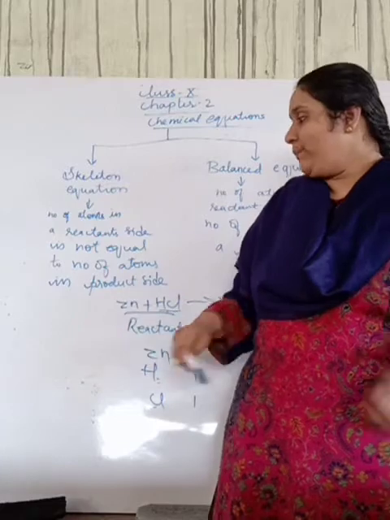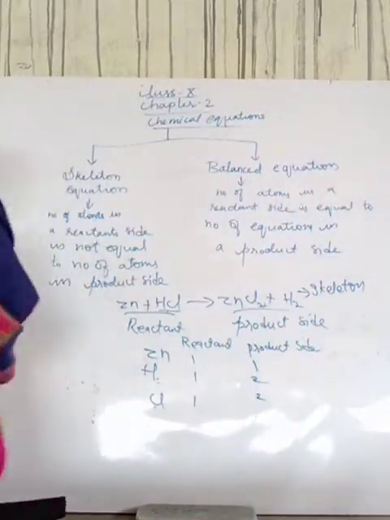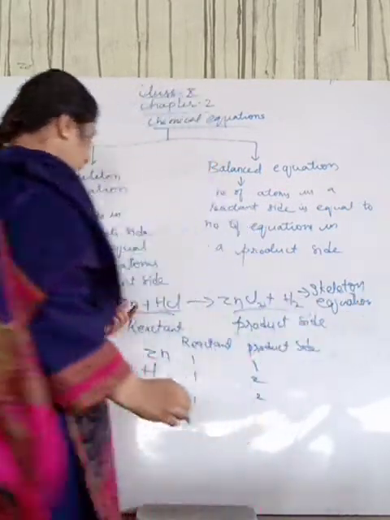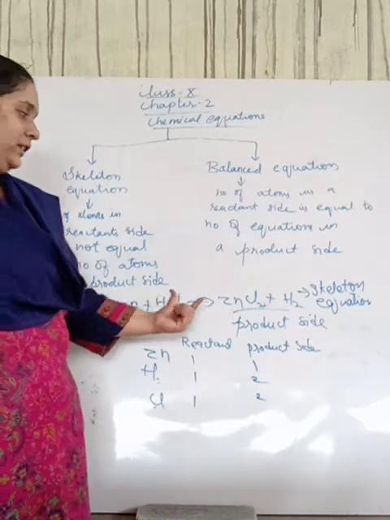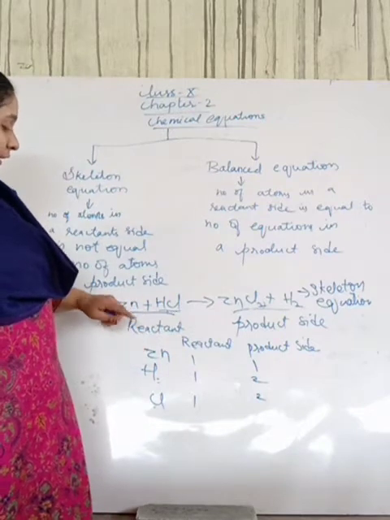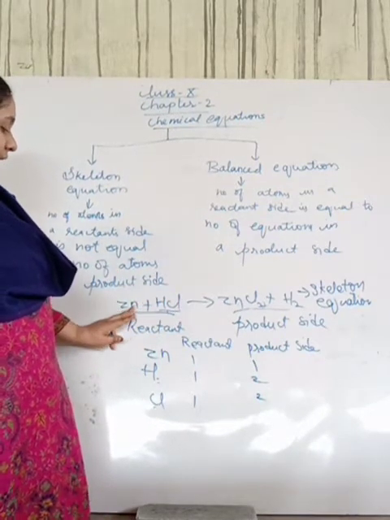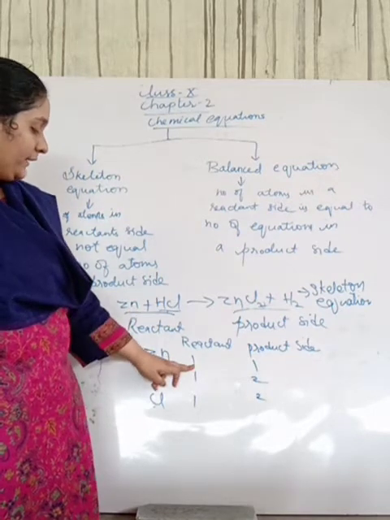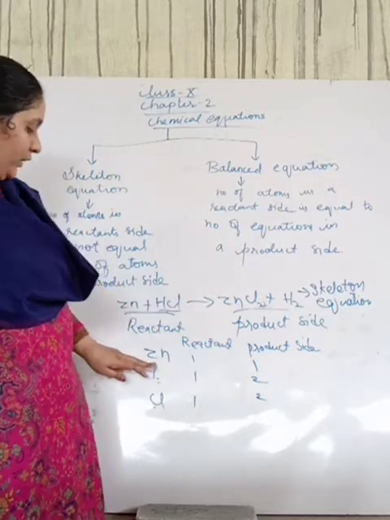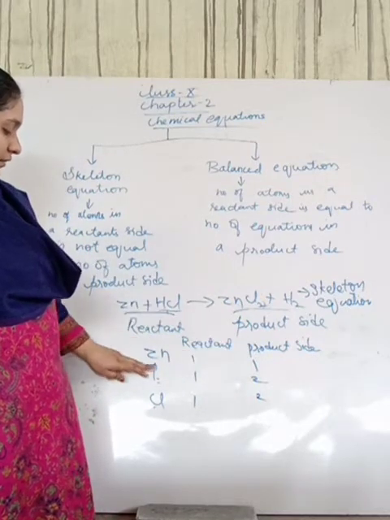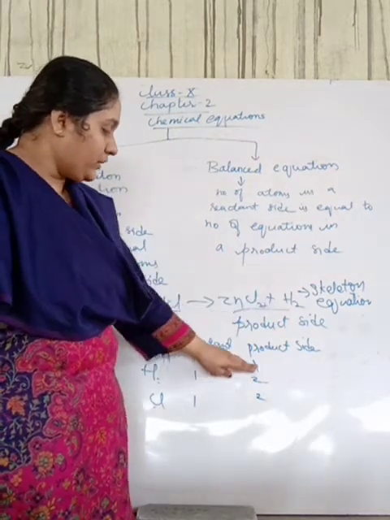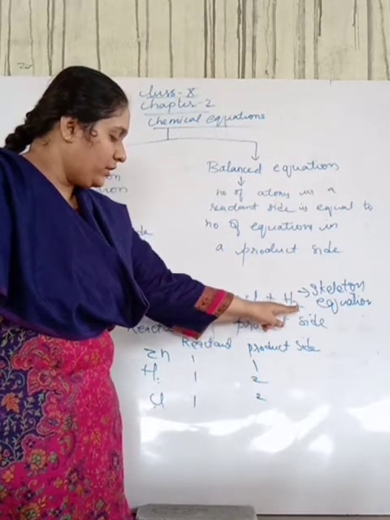So this is the example of a skeleton equation, that is, zinc plus HCl gives rise to ZnCl2 plus H2. So here in the reactant side, first zinc: number of zinc atoms is 1. In the product side, number of zinc atoms is 1. In hydrogen, in HCl, the number of hydrogen in the reactant side is 1. The number of hydrogen in the product side is 2.